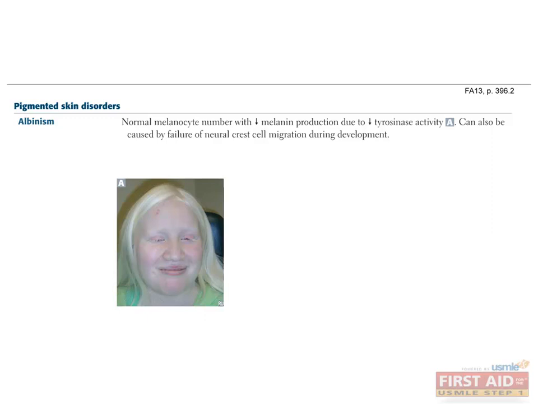You'd expect to see the same number of melanocytes, but each melanocyte produces less melanin. A different form of albinism occurs as a result of poor migration of neural crest cells into the skin. In this form, the melanocytes, a neural crest type of cell, never actually make it to the skin, and therefore a decreased number of melanocytes is the actual cause of the disease.